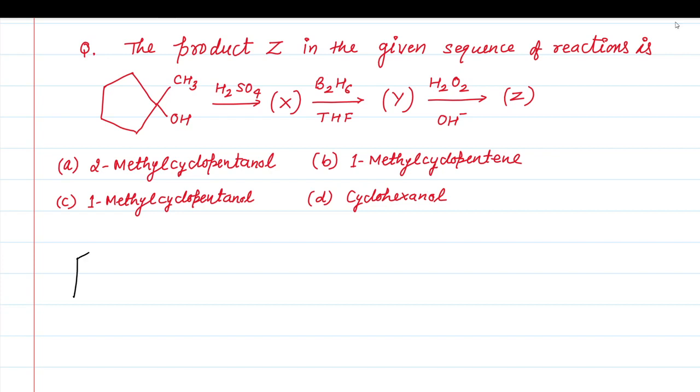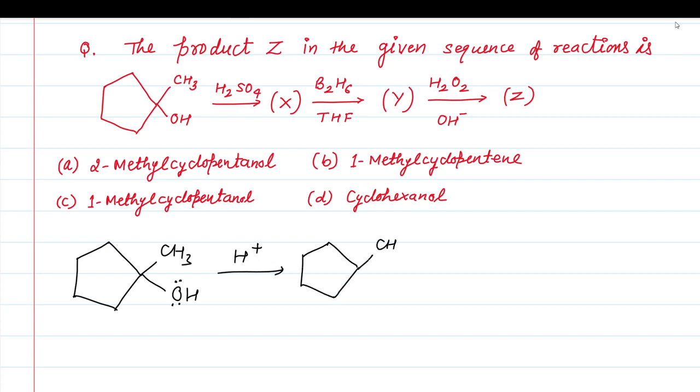Alcohol in acidic medium. When we have alcohol and the medium is acidic, this acidic medium will provide H plus ions. H2SO4 will give H plus ions, so H plus ion will attack the alcohol. The alcohol gets protonated, right? When alcohol is protonated, this protonated alcohol is a very good leaving group. This one is a very good leaving group, so it will be removed as H2O.